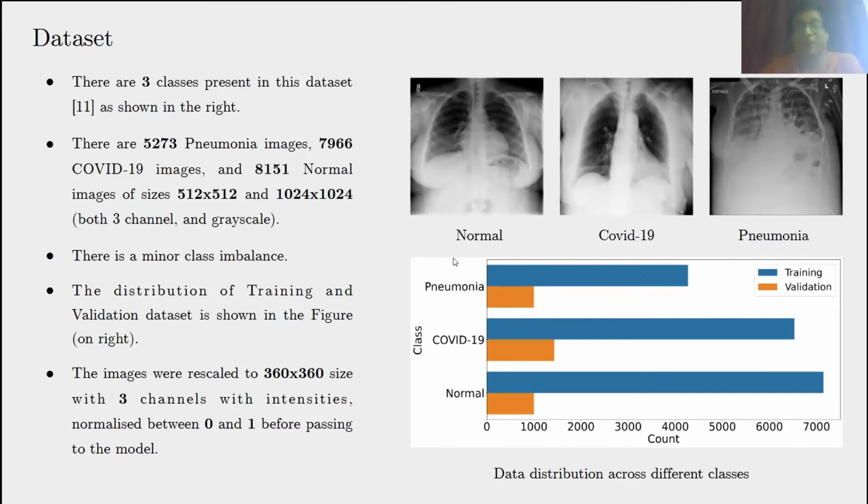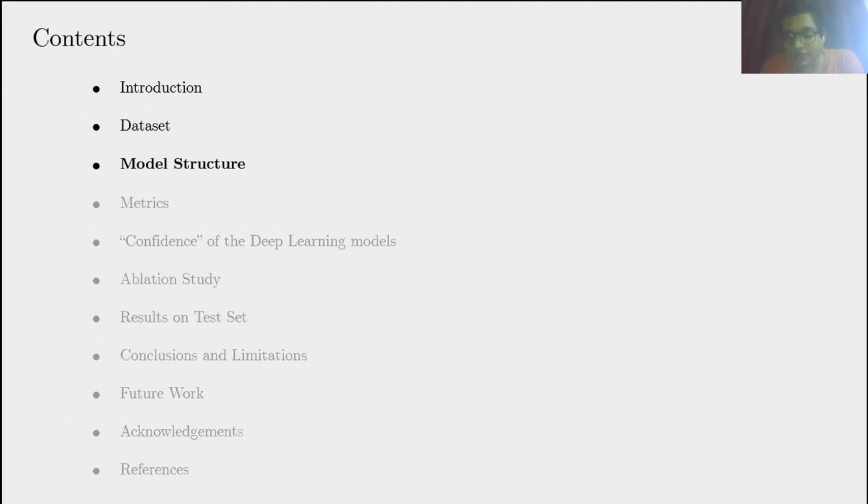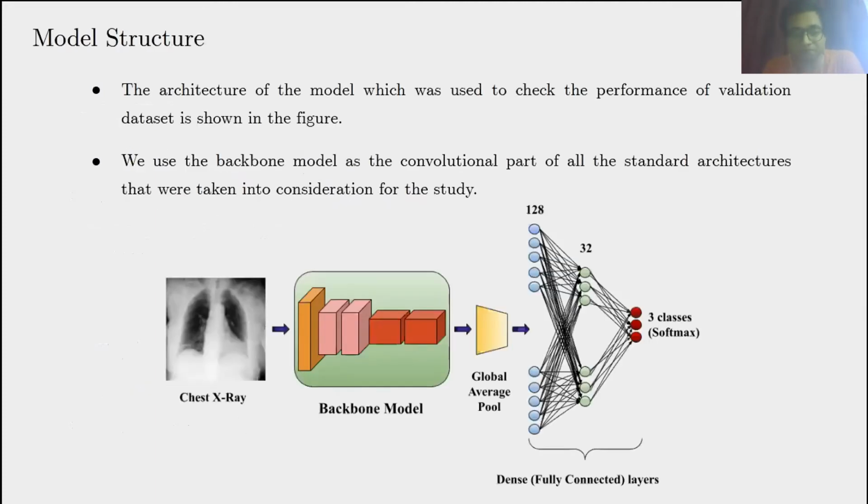Before passing it to the model, we resized the images to 360 cross 360 size with 3 channels. And we have also normalized the intensity between 0 and 1 before passing to the model, since that is a standard way of training on large datasets. So let's talk about the model structure.